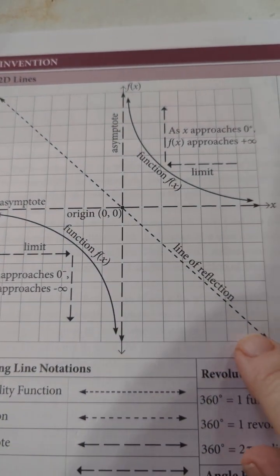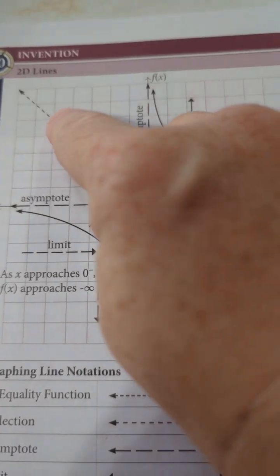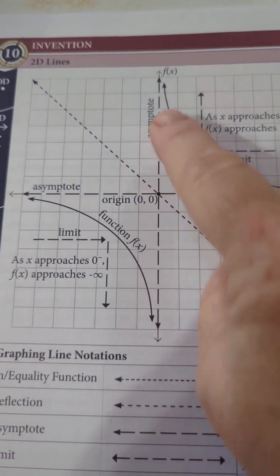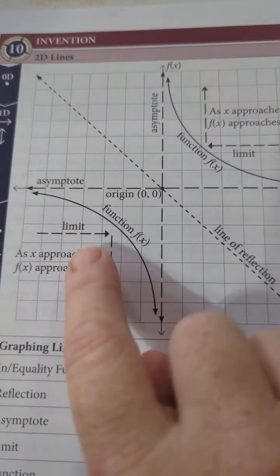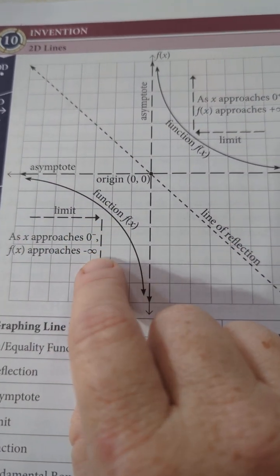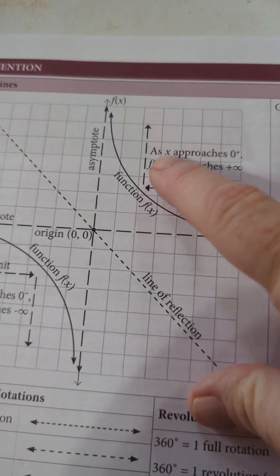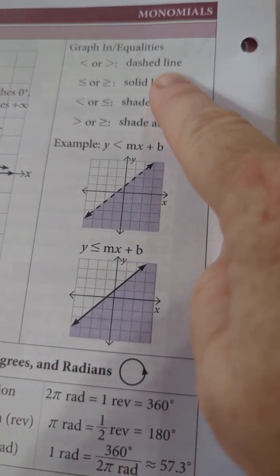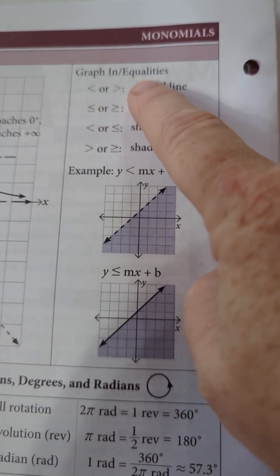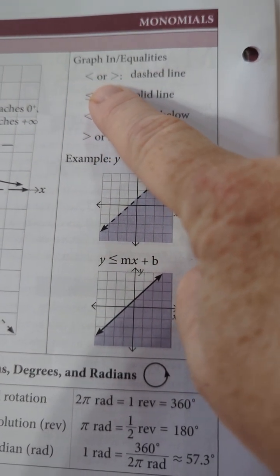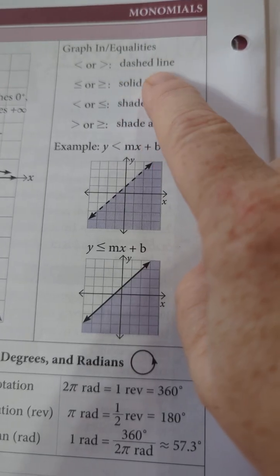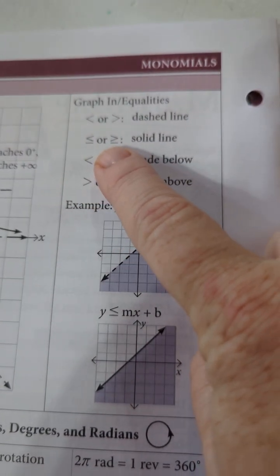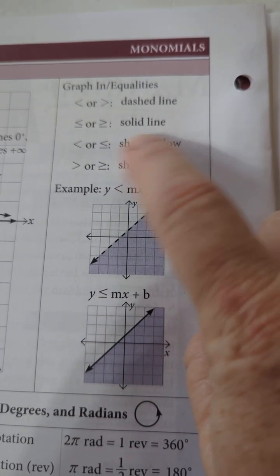And even if we come up here, we can see a line of reflection. We can see an asymptote line. We can see the solid function line, a limit, and another function. If we come over here, we're going to see graph inequalities. Less than or greater than is a dashed line. Less than or equal to, greater than or equal to is a solid line.